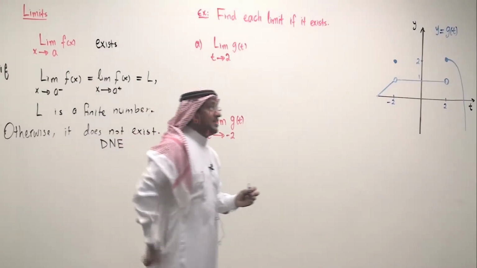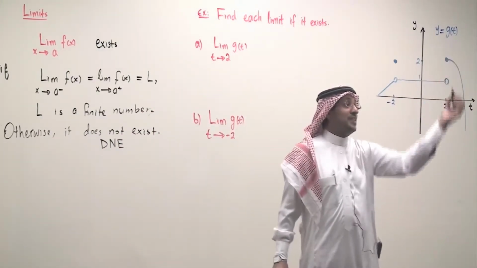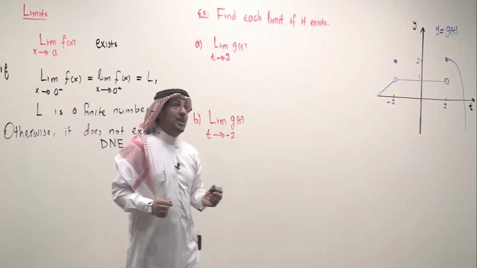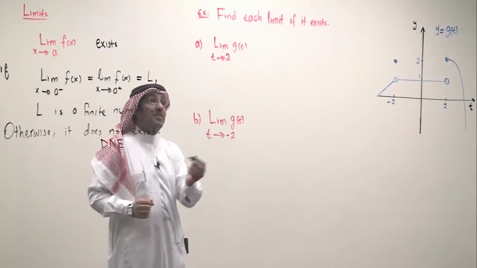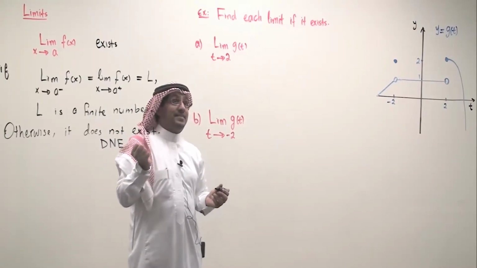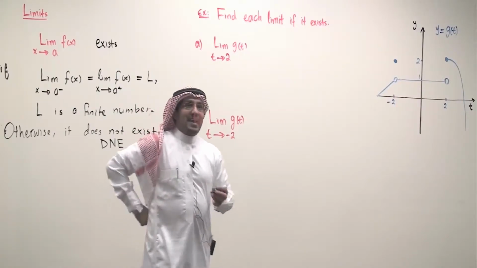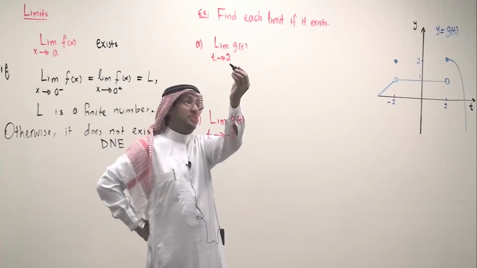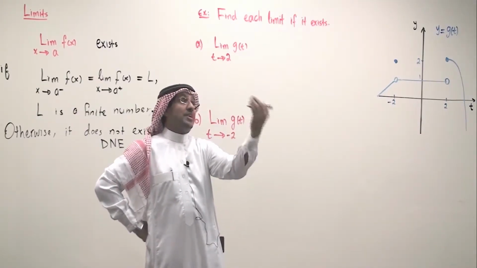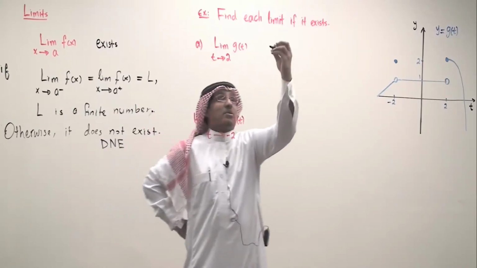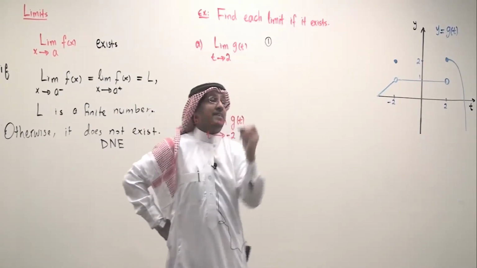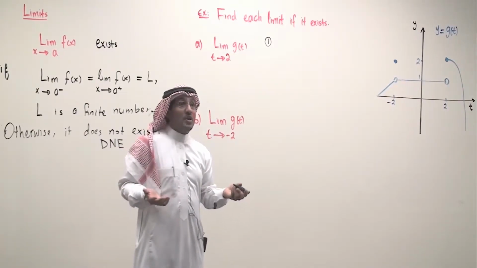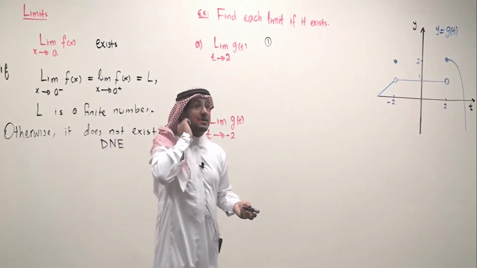Here we are given the function y equals g of t. This is the t-axis and this is the y-axis. We would like to find the limit of each, if the limit exists. See part A, I'm finding the limit of g of t as t approaches 2. In order to check if the limit exists or not, I'm going to find its limit from the left and its limit from the right. If both of them are equal to a finite number, then the limit exists.